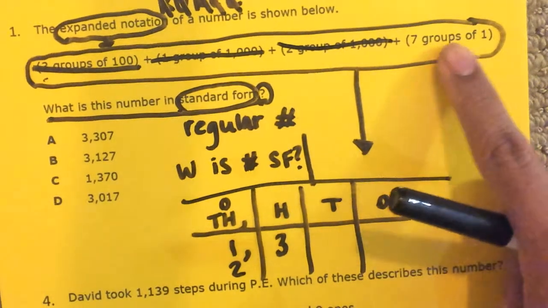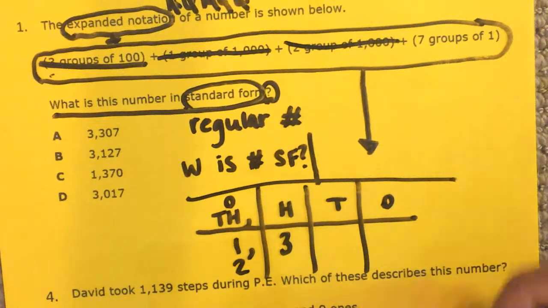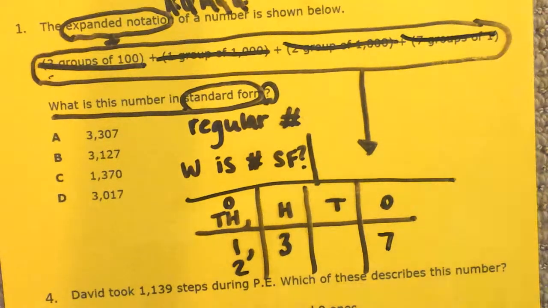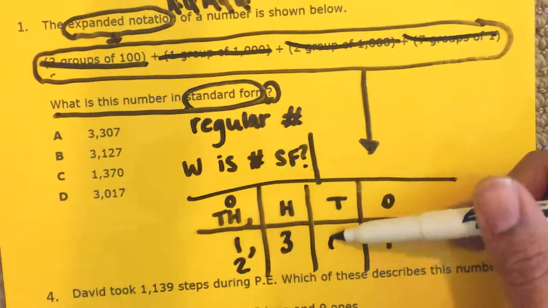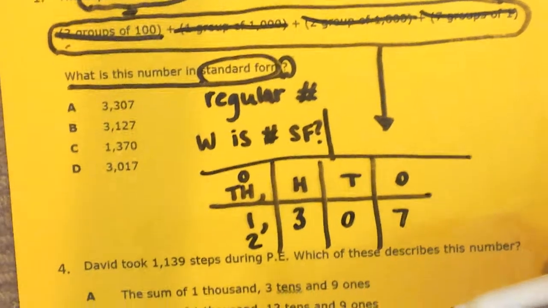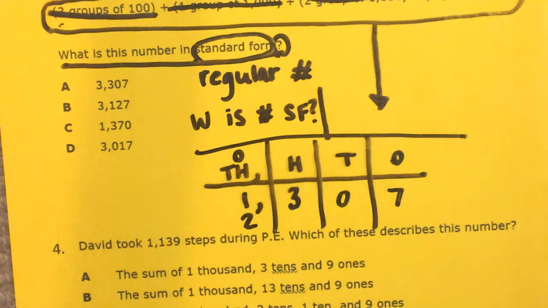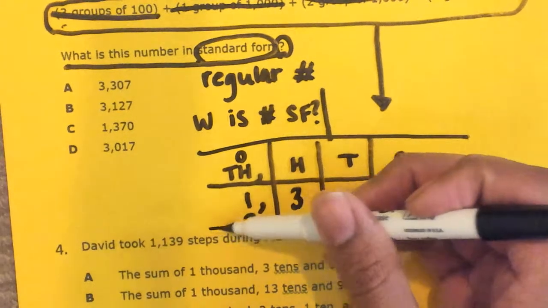The last one says 7 groups of 1. So I'm going to go to the ones place and write a 7. And let's cross it off. Since there were no 10s, I'm just going to write a 0 right here. And now I have my numbers. But I have 2 numbers here, and I kind of want 1 number. So I'm just going to put these numbers together.